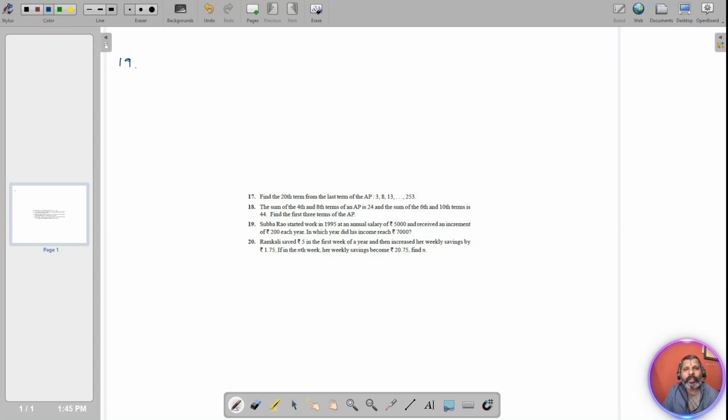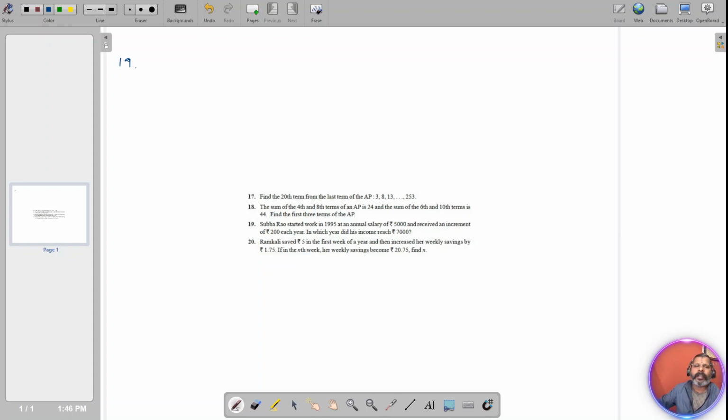Though it looks like an application problem, it's very similar. I mean simple also. Just check out. Subbarao started work in 1995 at an annual salary of 5,000 rupees. Means annually he was getting 5,000 rupees and received an increment of 200 per year every year. In which year did his income reach 7,000? Means when he started at 1995, his salary was 5,000. By which year he will reach 7,000? That is the question. You can manually also do some additions. Instead of that, using the AP, we can calculate it.